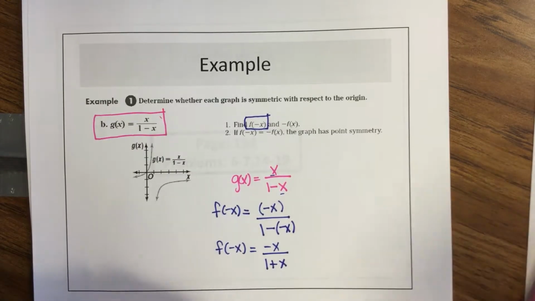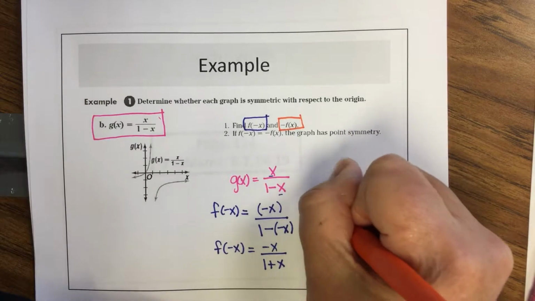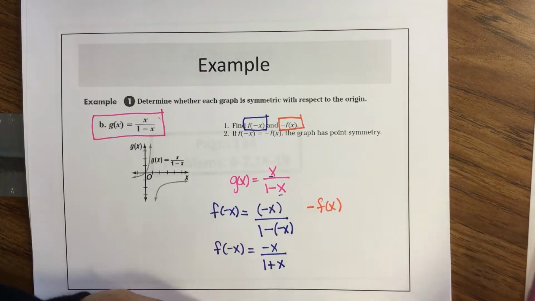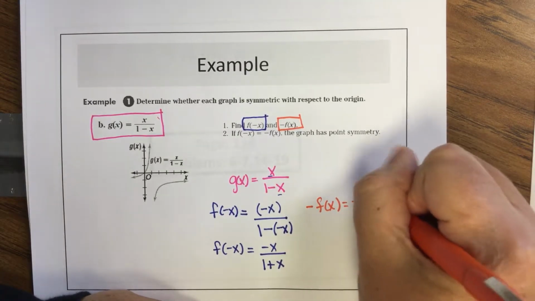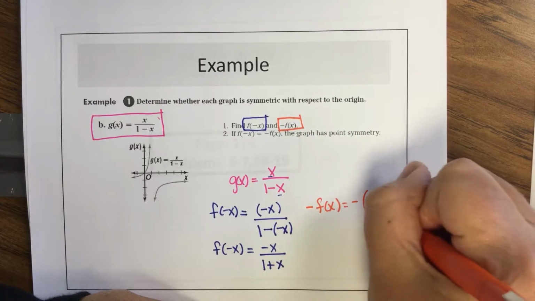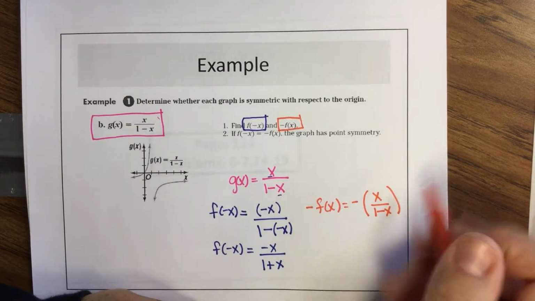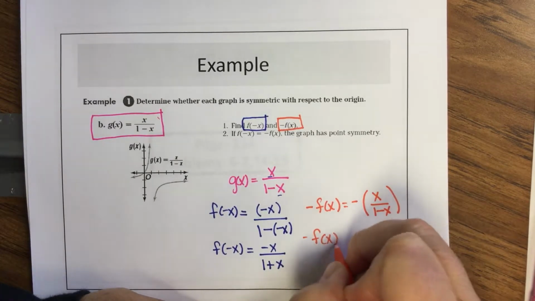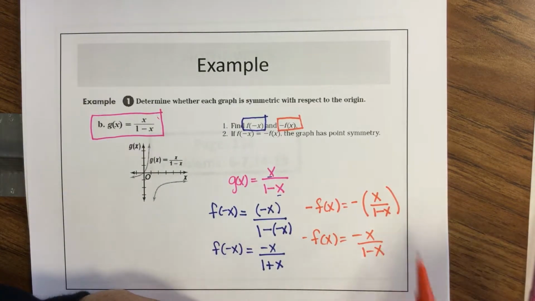Okay, so let's try the next one: negative f of x. Basically, I'm going to negate everything. So negative times x over 1 minus x. All I'm going to do is distribute the negative here. So negative f of x becomes negative x over 1 minus x.